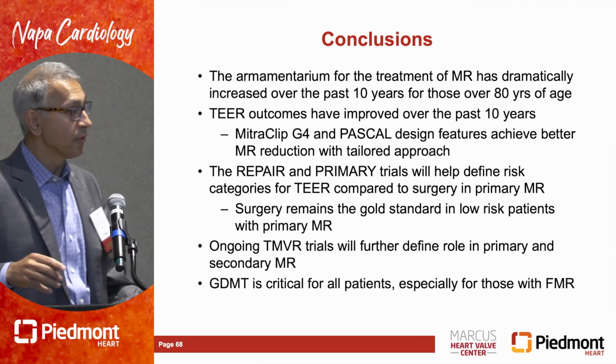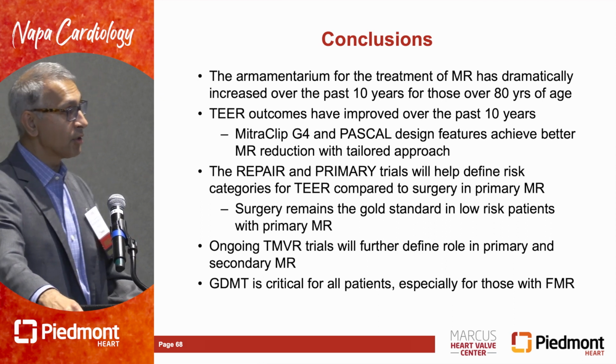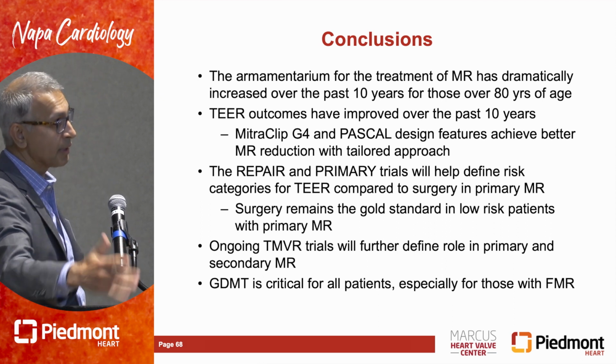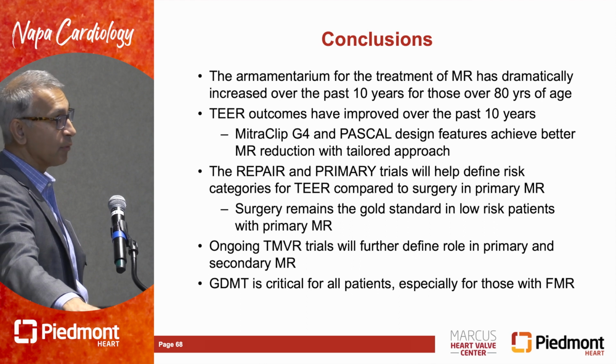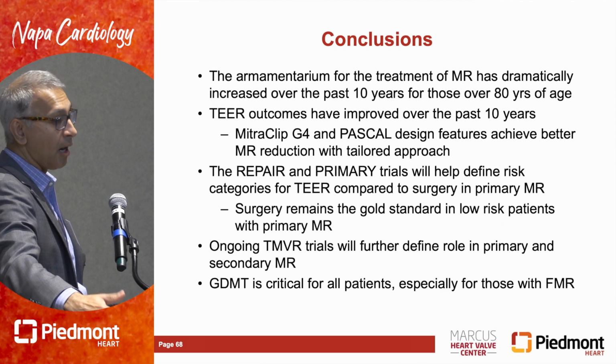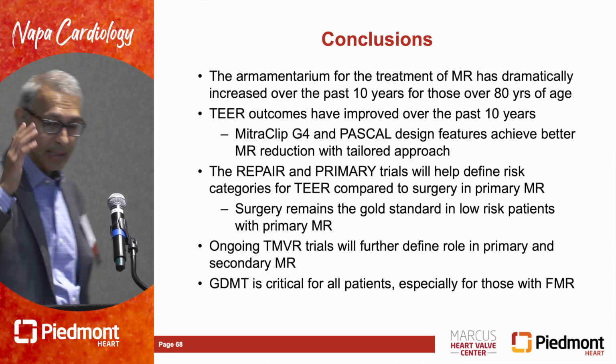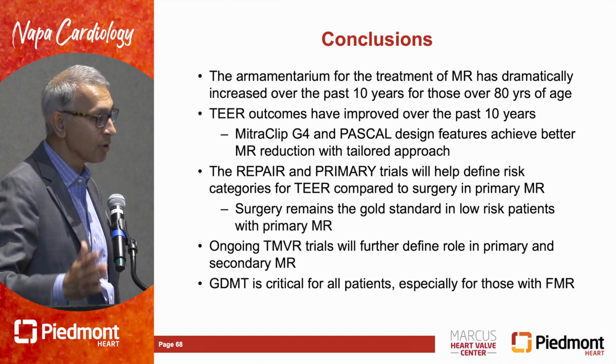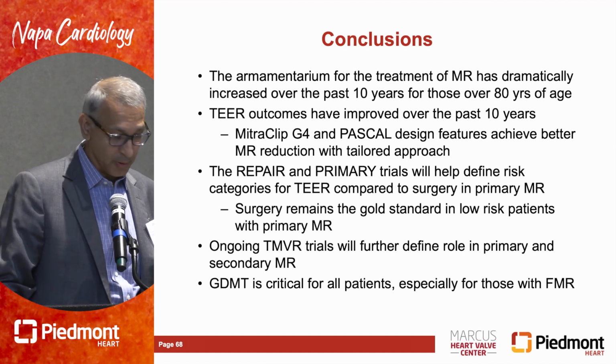So the armamentarium for the treatment of MR has dramatically increased in those over the age of 80, which was my topic. TEER outcomes have improved. The REPAIR and PRIMARY trials will help us define the risk categories. Ongoing TMVR trials will define the role. This is really important: GDMT is critical for all these patients, especially those with FMR. Thank you.